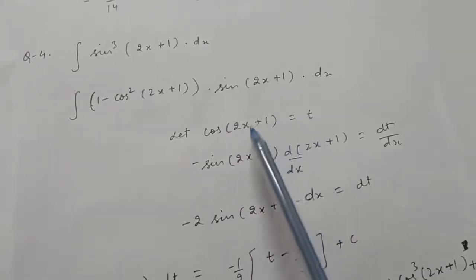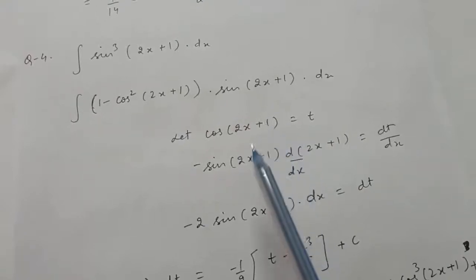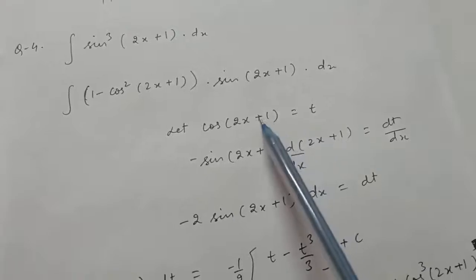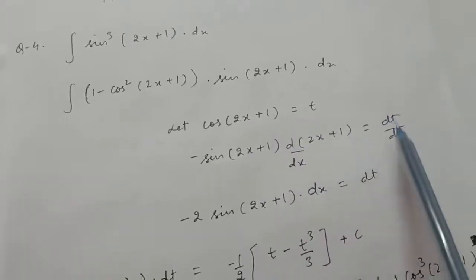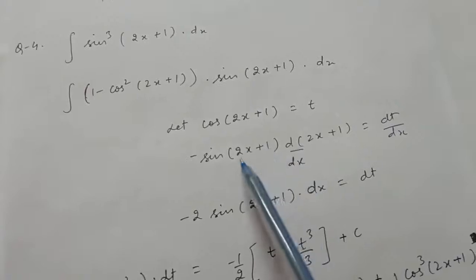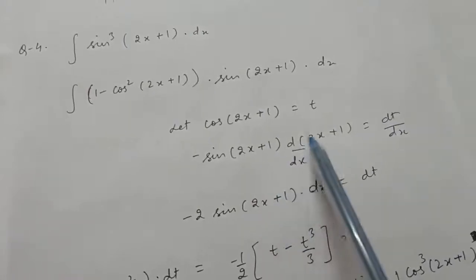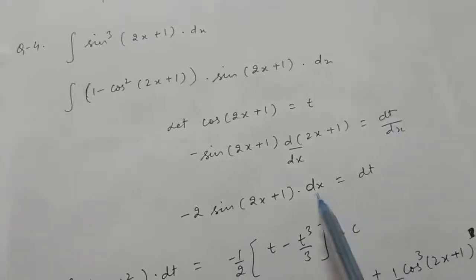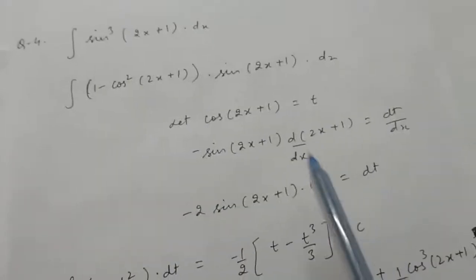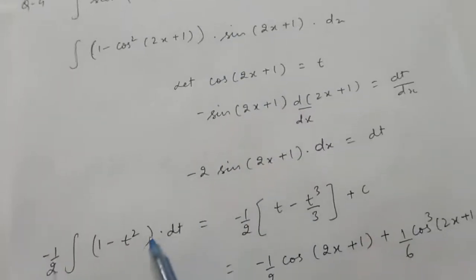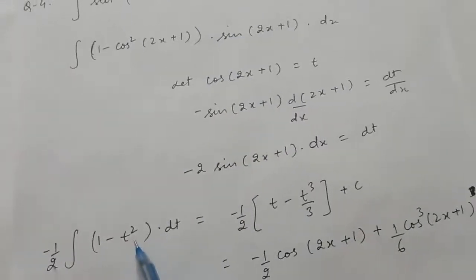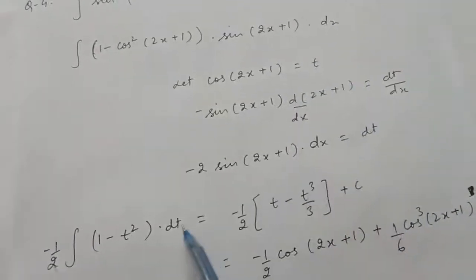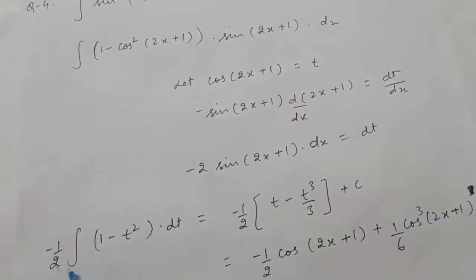So you will get the derivative of cos (2x plus 1) as minus sin (2x plus 1) into derivative of the angle, equal to dt upon dx. Now minus sin (2x plus 1) as it is, and derivative of this will be 2. Also take this dx this side, equal to dt. Therefore this integral will now become (1 minus t square), and in place of sin (2x plus 1) into dx, dt upon minus 2 will come.